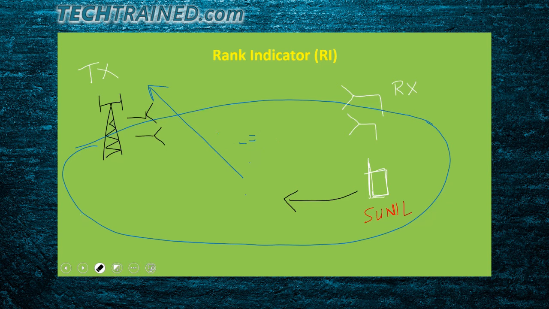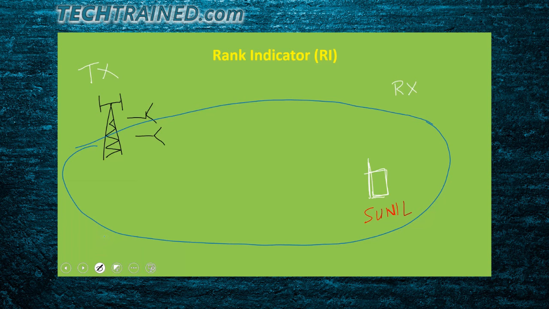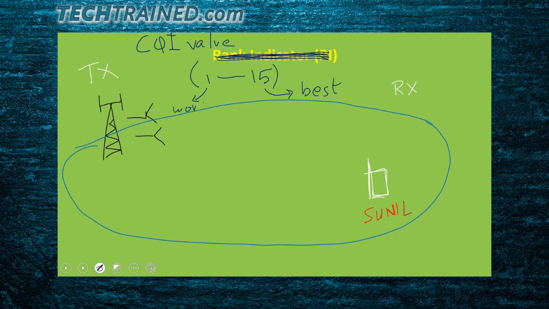So in case of CQI, what happens is when a UE is standing or connected to the cell, and let me give the title this time, we are going to talk about CQI value. CQI stands for channel quality indication, and it ranges between 1 to 15. 1 means worst, 15 means best. So as we learned previously, let me make some changes, erase certain things.